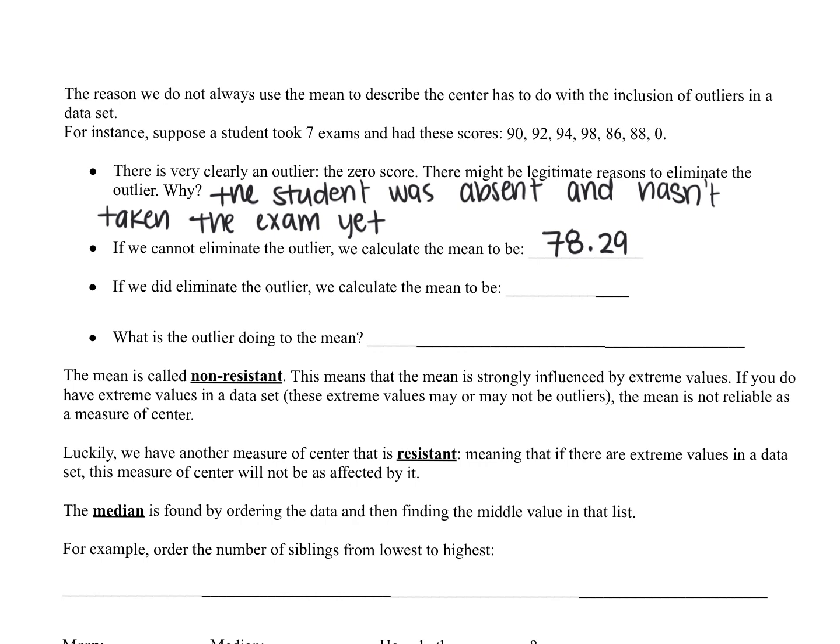If I took out the 0 and recalculated the mean, I would get 91.33. So we can see a huge difference in our means if we include versus eliminate the outlier. So the outlier in this case is bringing down the mean.